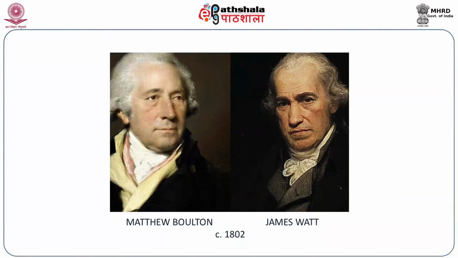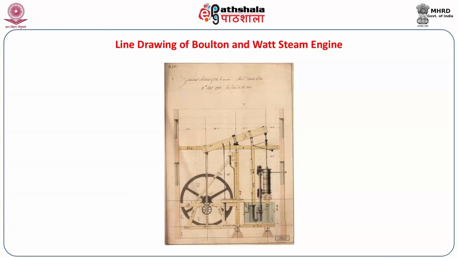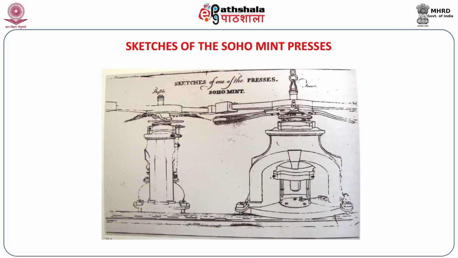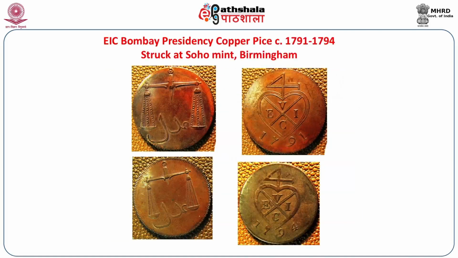Matthew Boulton and James Watt were basically pioneers who came together to modernize the entire coinages. They were also people who actually then began the process of shipping their mints abroad. These are some of the original line drawings of Boulton and the steam engine created with James Watt. And then we are looking at sketches of the original Soho Mint from Birmingham. And these are the East India Bombay copper pies, basically, which were first minted in 1791 and then later in 1794 with the logo of the East India Company, what is known as the EIC bale mark.